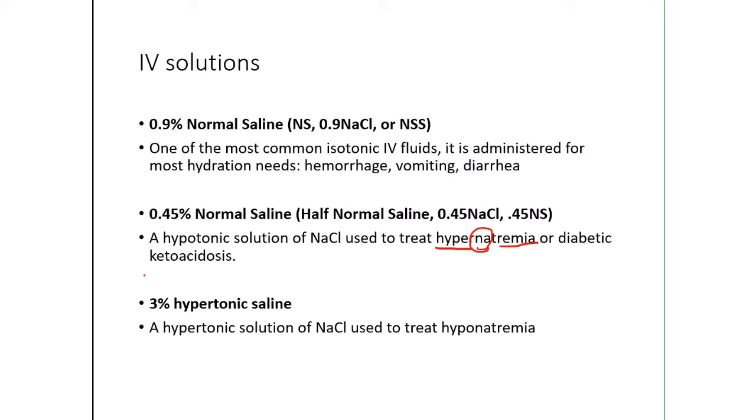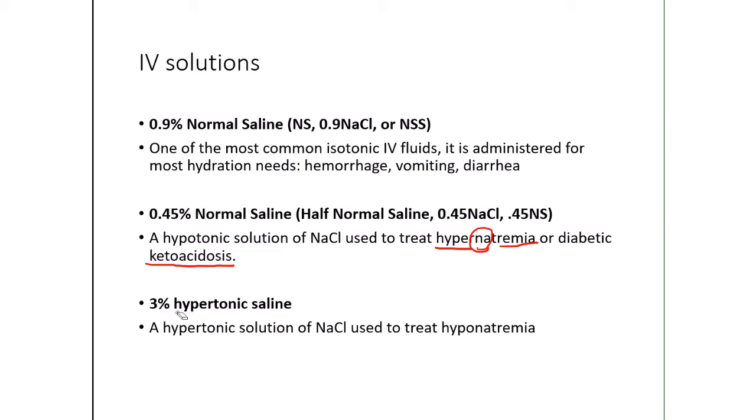Diabetic patients sometimes can experience what's called ketoacidosis. There is a chemical called ketone in diabetic patients as a result of metabolism from lipids, and too much of that can cause your blood to become acidic. And by diluting the blood with half normal saline, again, you help bring it back to the isotonic state.